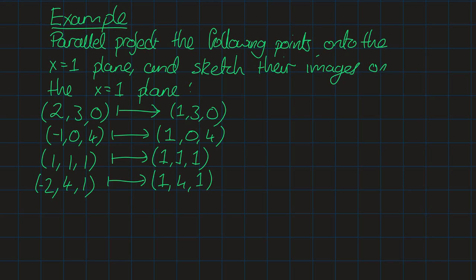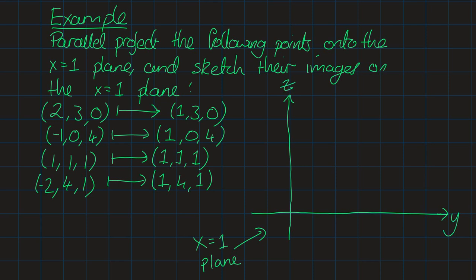Now it asks me to sketch them. So I'm going to draw a copy of the x equals 1 plane. That's what I want this to be. Okay, so that means that the coordinates are not the x and y coordinates. Now they're the y and z coordinates. Okay, because this is a copy of the x equals 1 plane. That's how I want you to think about it. What I'm drawing is a copy of the x equals 1 plane. And now I'm going to sketch these points.